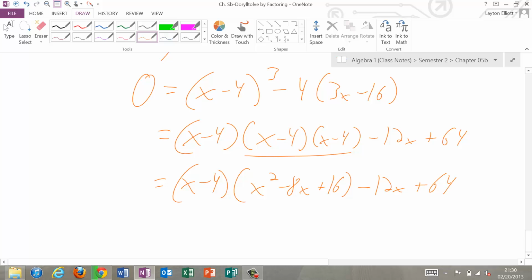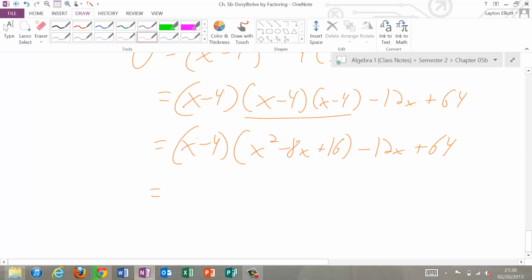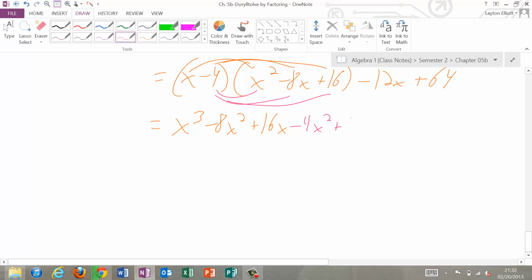Keeping that part going, let's clean this up, so x times each of those. I get x cubed minus 8x squared plus 16x. And then let's do the negative 4 times each of those. Negative 4x squared, 32x, minus 64, then carry down the negative 12x plus 64.